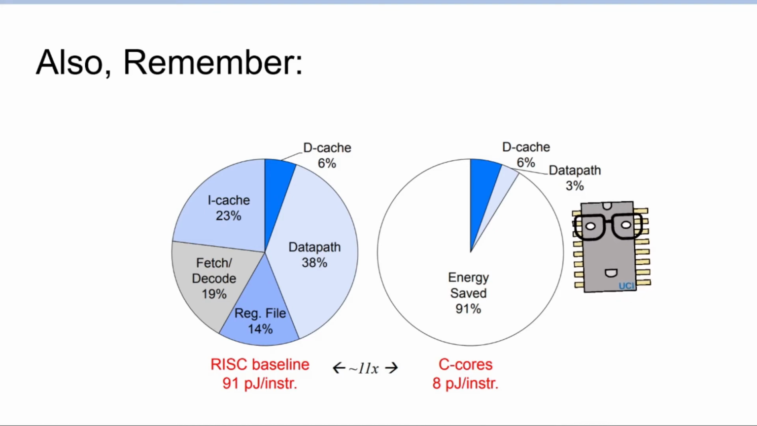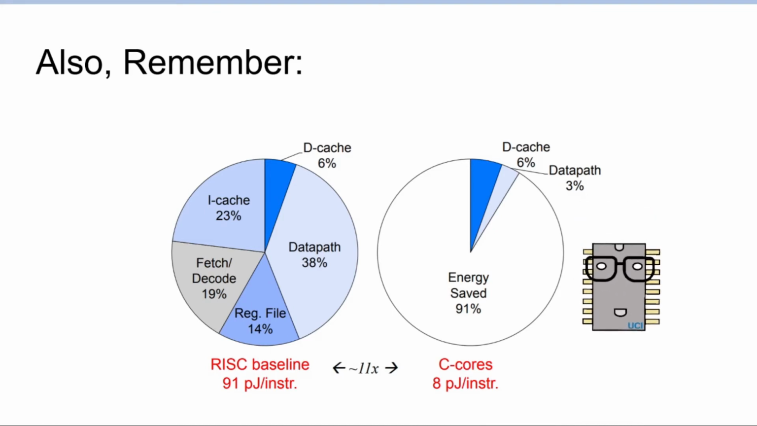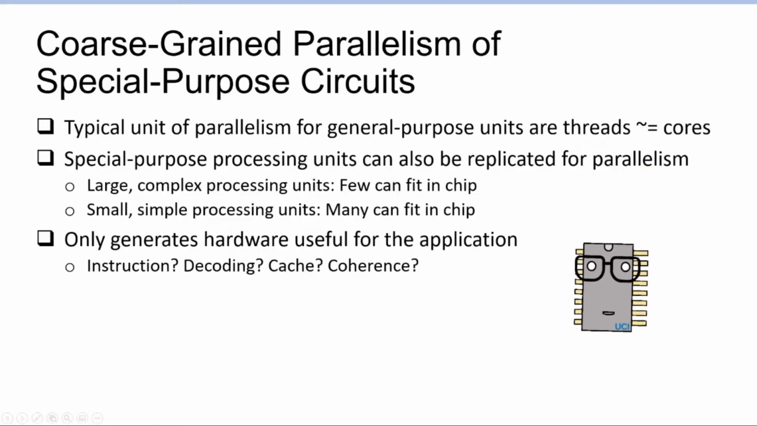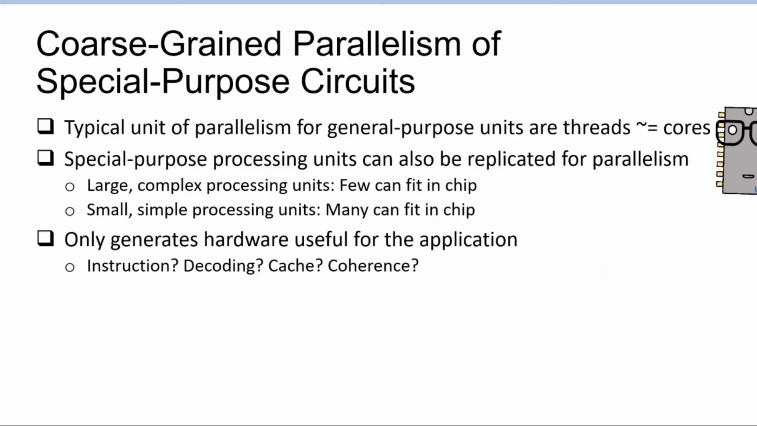You also get much less chip resource utilization as well. You use much fewer transistors to actually pull off that similar or higher performance computation. And as a result of that, better resource utilization, you can take advantage of more coarse-grained parallelism as well. So, units of coarse-grained parallelism.